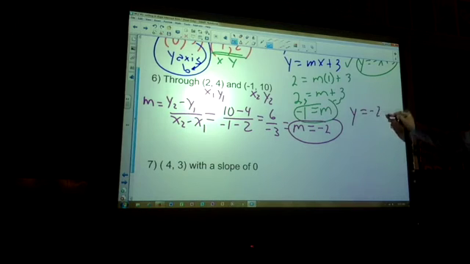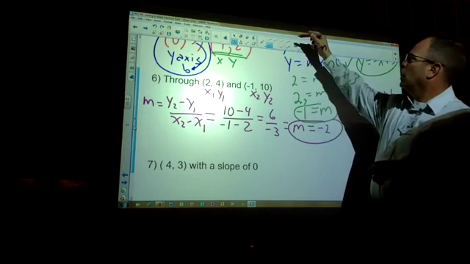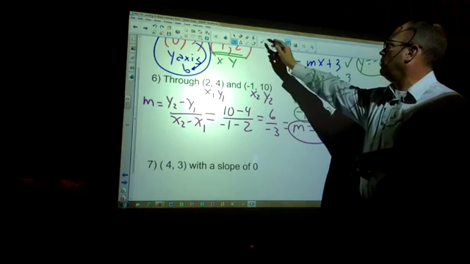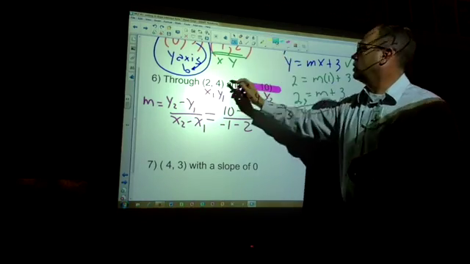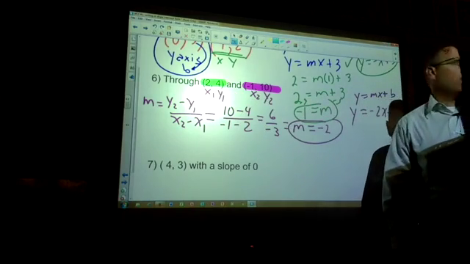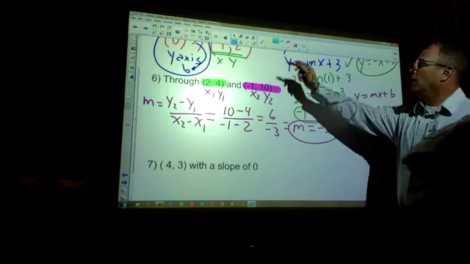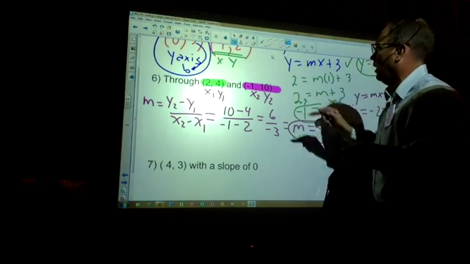So y equals negative 2x plus b, because our y equals mx plus b, yes? We're almost done. What do I know? What am I trying to find here? The b value, right? Which one would be good to pick? Either one, you pick. Okay, so we'll take the green one, 2 comma 4.